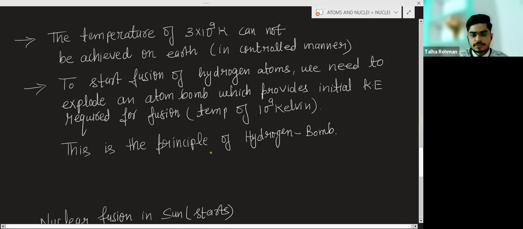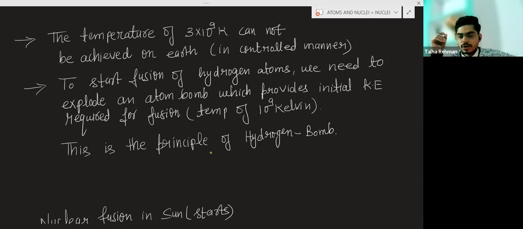And this is the principle of the hydrogen bomb. For the fusion of two hydrogen nuclei, there is a requirement of 10 to the power 9 Kelvin of temperature. How will we get that temperature? First we have to explode an atom bomb. By exploding the atom bomb, we will get the temperature and the sufficient kinetic energy. Then the fusion of hydrogen will take place, and that is the principle of the hydrogen bomb.